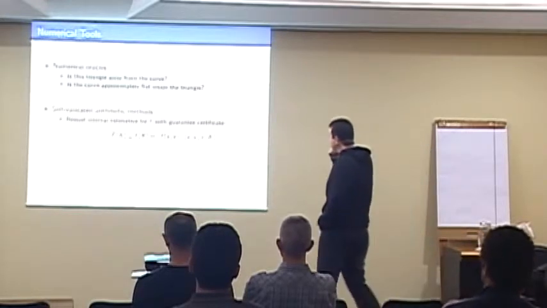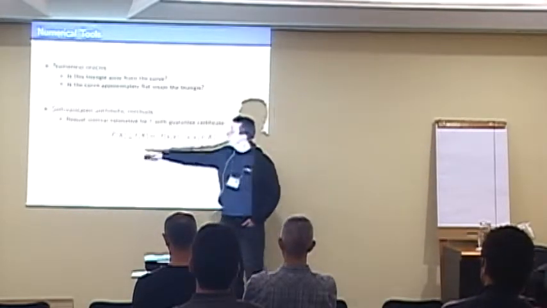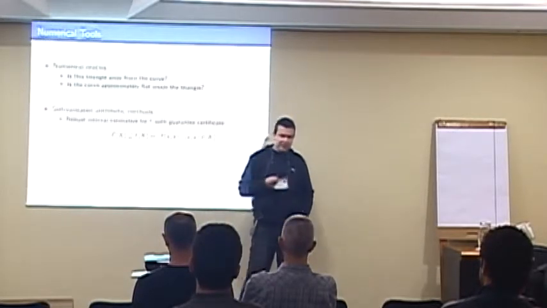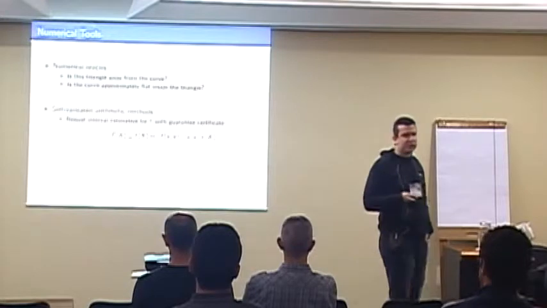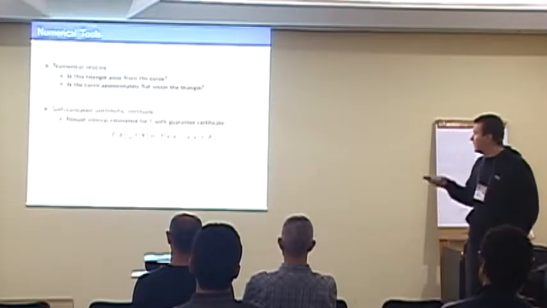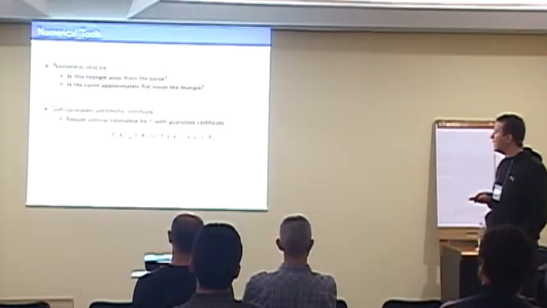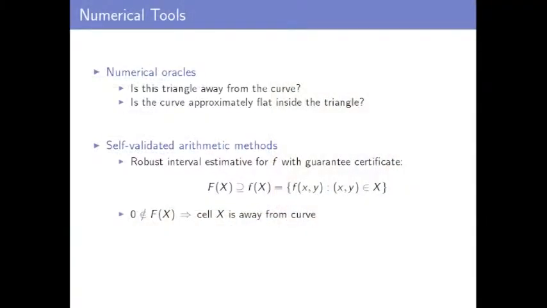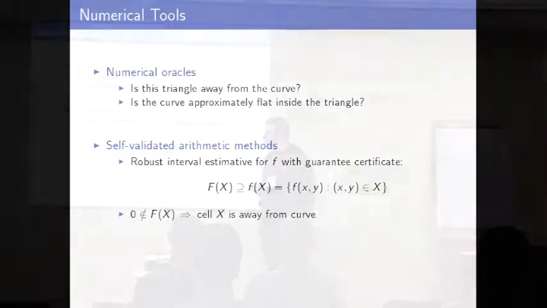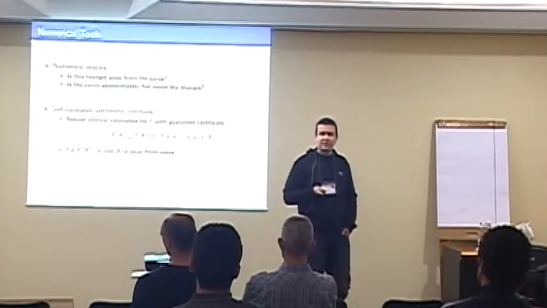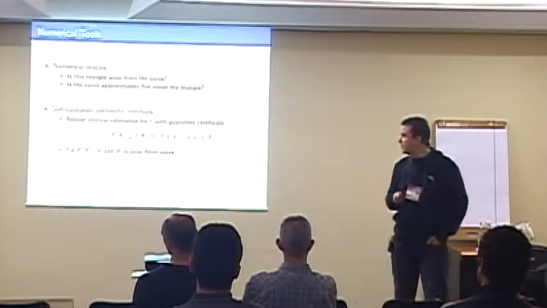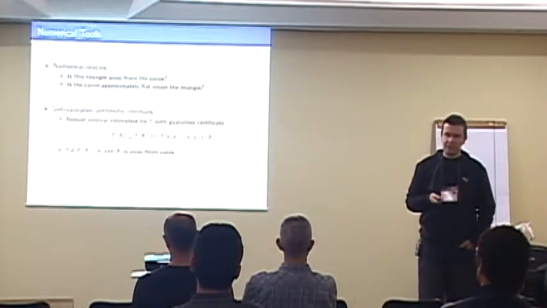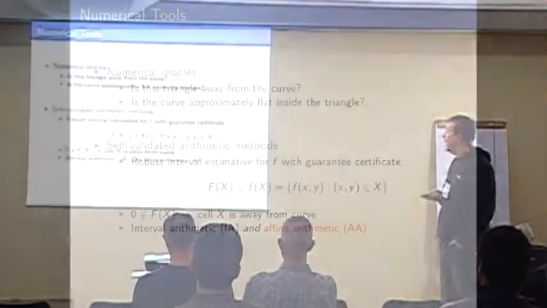If you take the interval extension of the function, we have this relation: the interval extension contains the image of the function. And this relation provides us a robust test, a robust rejection test. If 0 is not inside the interval extension, then the cell X is away from the curve.